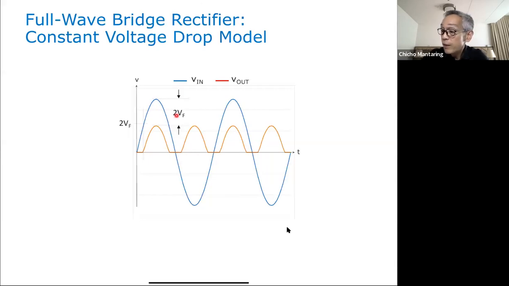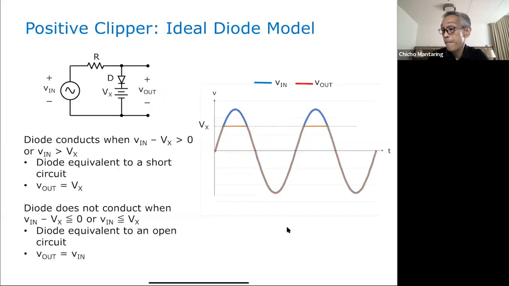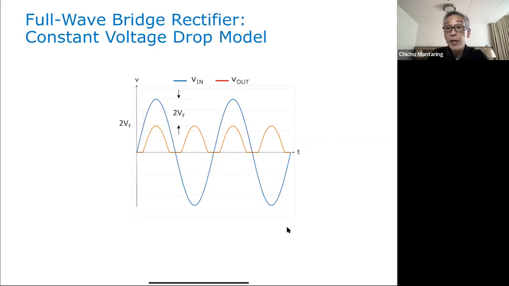So this is significant, two V sub F, when our input is small. But when our input is large, say you are rectifying 220 volts, what is 1.4 volts compared to 220 volts? It becomes insignificant. Any questions? The operation of the bridge rectifier is clear, I hope. Okay.